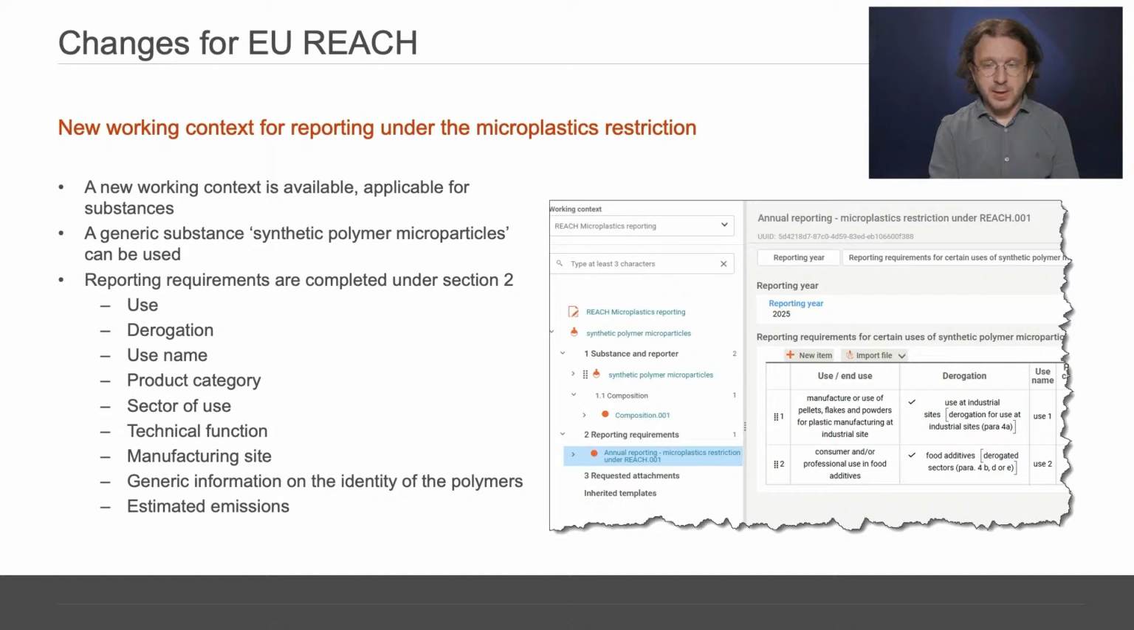context. And there you will be asked to identify the uses, the derogation as per the restriction under EU REACH, the use name, product category if relevant, sector of use, and technical function if relevant, manufacturing site for manufacturing uses, then the generic information on the identity of the polymers that you will be able to select from a pick list, and finally the estimated emissions of the SPM.